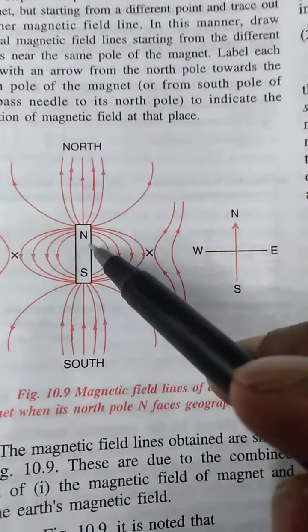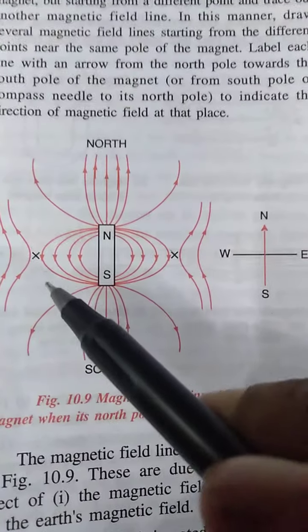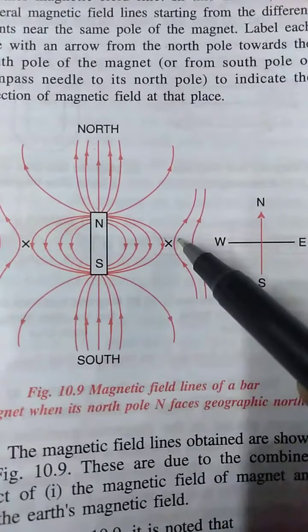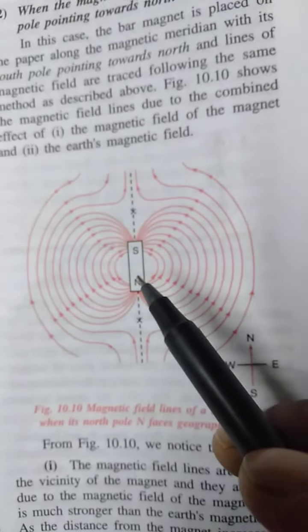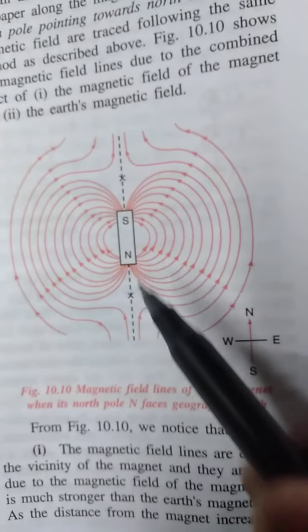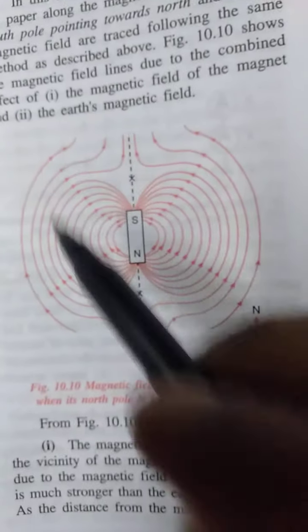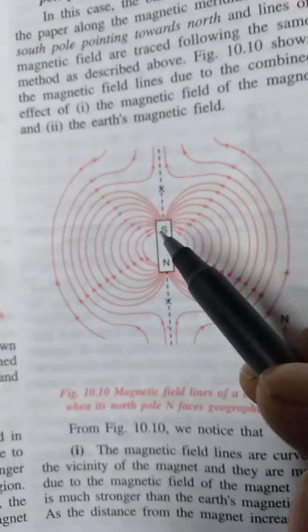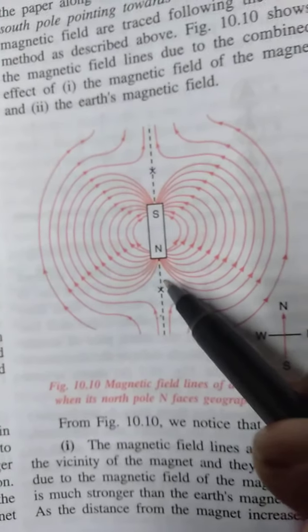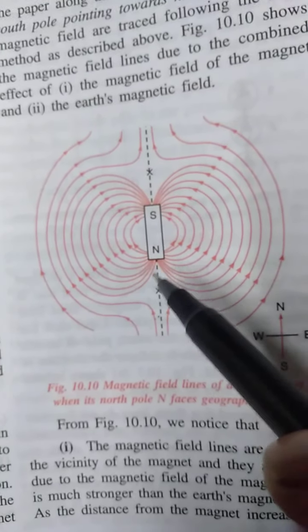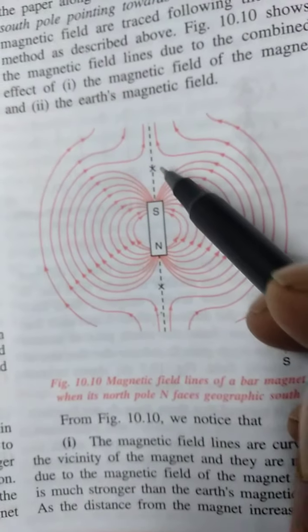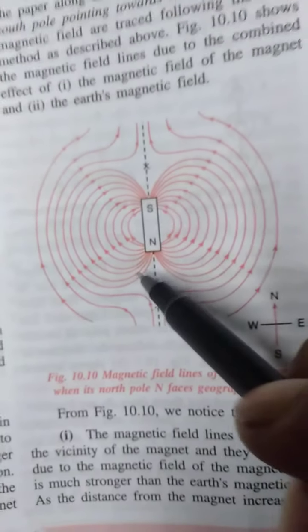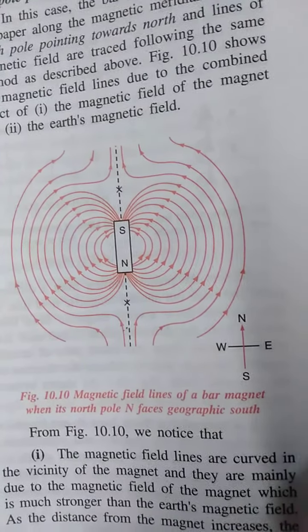So just keep in mind, when the north pole is towards the north, then the neutral points are in the perpendicular direction, on the perpendicular bisector to the axis. But if we reverse the direction, if I keep the south pole towards the north and the north pole towards the south, and I do the same plotting, the lines of force will be almost similar, but you can see the neutral points will be along the axis of the magnet. The neutral points are now not on the sideways, they are on the axis.